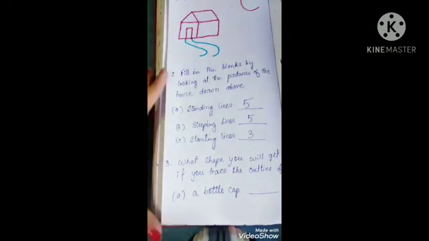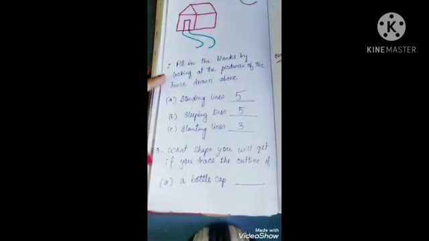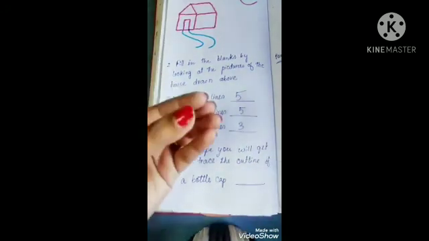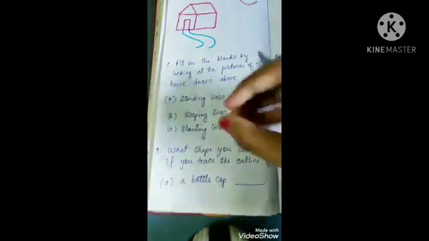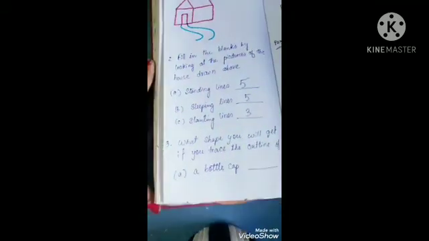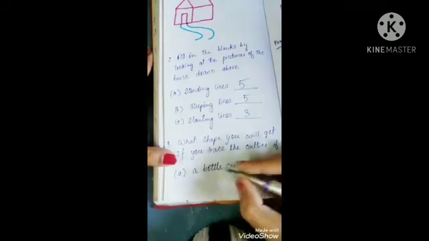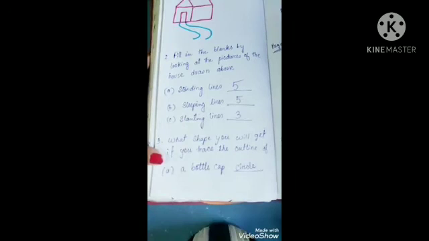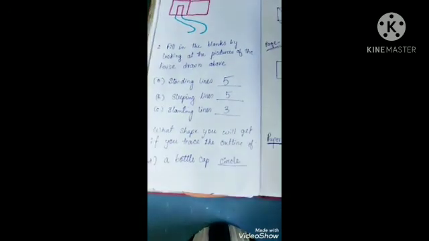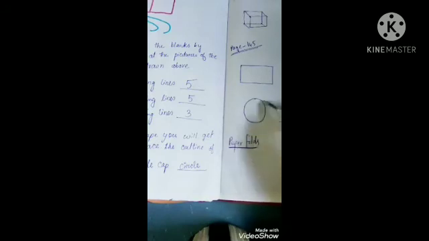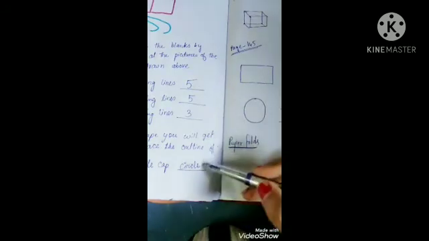Now question number 3, what shape will you get if you trace the outline of a bottle cap? You know a bottle cap. You have to take it and trace it. If you trace it, I think you know what shape you will get. If we trace a bottle cap, we will get a circle, right? Something like this we will get. So this one is a circle shape.